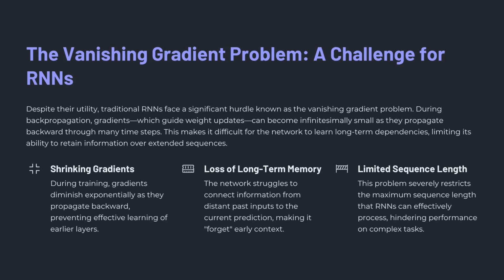Imagine trying to recall the beginning of a conversation after hearing 100 sentences. It becomes fuzzy. This is exactly what happens to RNN. As a result, RNN perform poorly when the task depends on long-term context. This serious limitation led to the invention of improved architectures like GRU and LSTM.